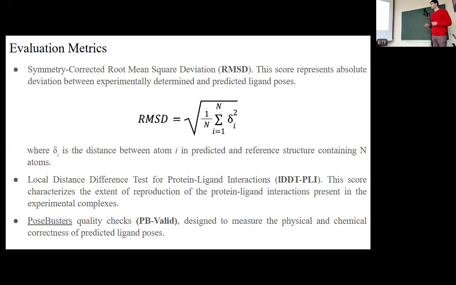And the last estimate is PoseBusters quality checks to assess the physical and chemical correctness of predicted ligand poses. Many machine learning tools have issues with the quality of their predictions, and these PoseBusters quality checks let us understand if our predictions have correct covalent bond lengths, correct angles between covalent bonds, and if our complex doesn't contain intramolecular or intermolecular steric clashes, etc.